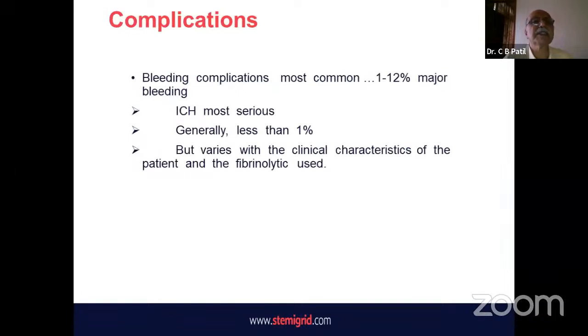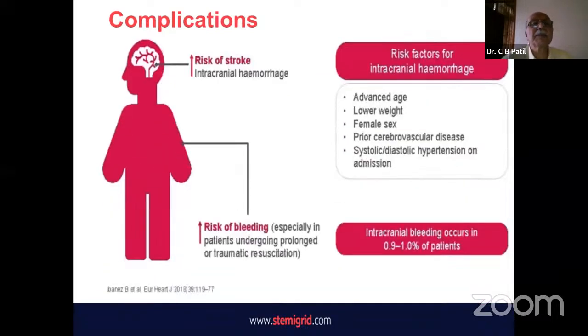What are the complications you expect following thrombolysis? Bleeding complications are most common, almost to the extent of 1 to 12%. Major bleeding is a little less. Intracranial hemorrhage is the most serious. Well, how much is the incidence? Hardly less than 1%, but it varies with the clinical characteristics of the patient and the fibrinolytic used. More fibrin specific, a little more chances. Streptokinase, fewer chances. So who are the patients?